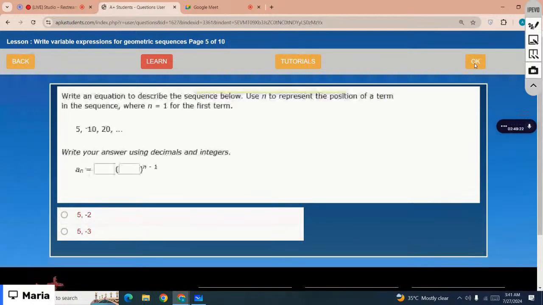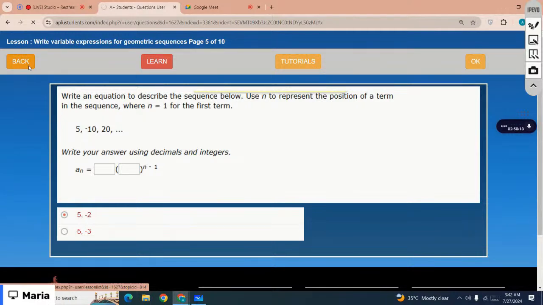An equation to describe the sequence below. The correct option is 5 and negative 2. Option number 1 is the correct option. Okay, you can complete the lesson by yourself later today.